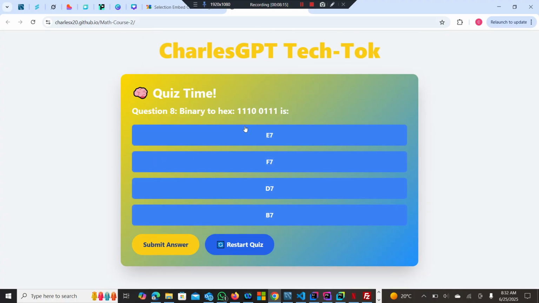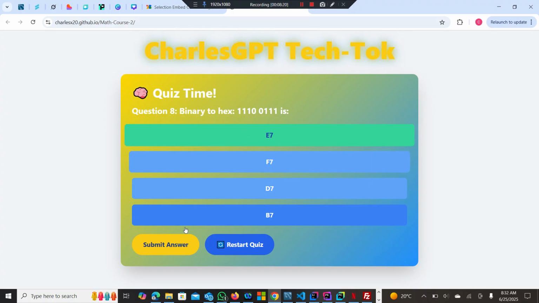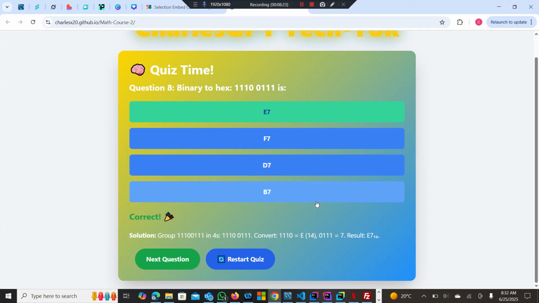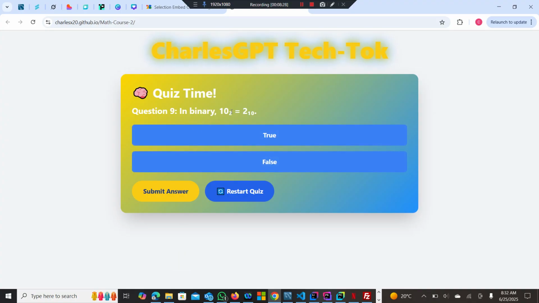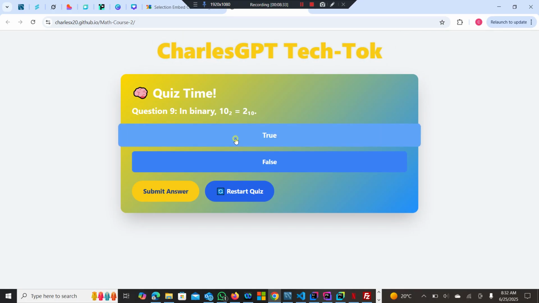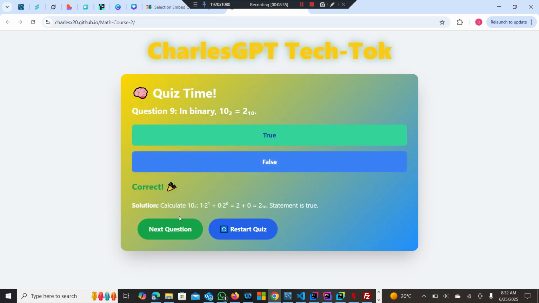So binary to hex: 1100111 is E7, I think. So you submit. Correct. You see that? Okay. So next, in binary, 10 dot 2 equals 2 raised to power 10. It's true because it's the same thing. So you see the explanation for it, and the statement is true. I will not be explaining it again, but just note that this dot here is times in the computer industry. It means multiplication. So you understand the concepts very well.